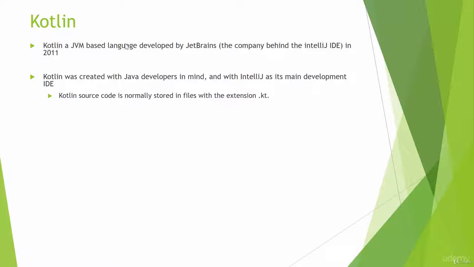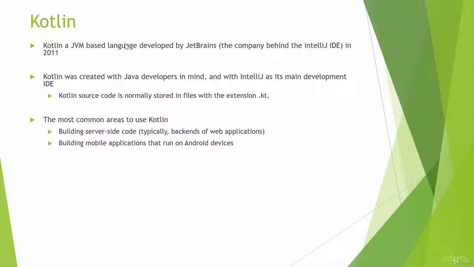It was created with Java developers in mind, and with IntelliJ as its main development environment. So the source code is normally stored in files with the extension .kt. Like Java files have .java, Kotlin files have .kt. And because it was created with IntelliJ as the main development environment, we get all the great benefits of this great IDE, just like Android Studio.